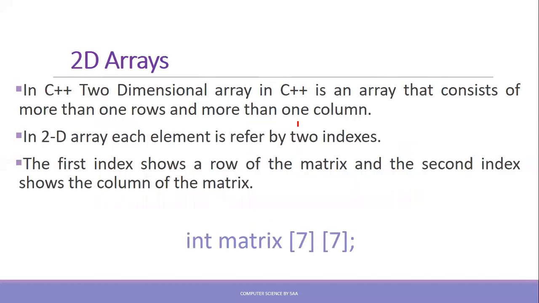Now let's come towards the formal definition of 2D arrays, how we can define our 2D array. In C++, a two-dimensional array consists of more than one row and more than one column. So it means it is created in the form of a table.